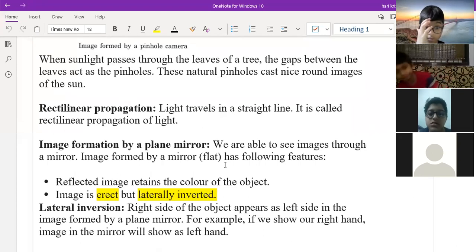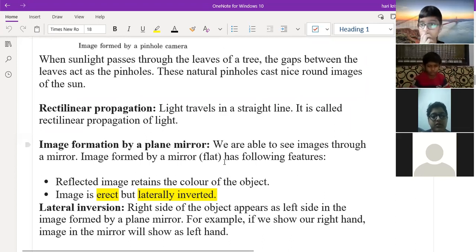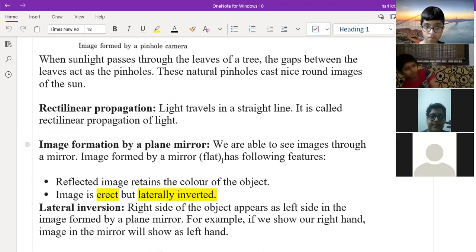The light will not go in a curved path, right? If you take a laser beam of light, whatever the distance, it will go only in a straight line. Yes or no? Yes, sir. That is only the rectilinear propagation. So light always travels in a straight line, and that motion is called rectilinear propagation.